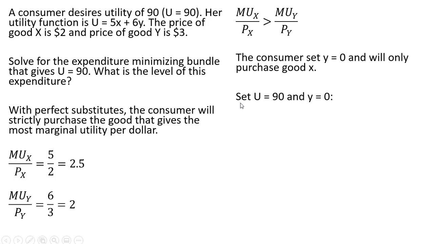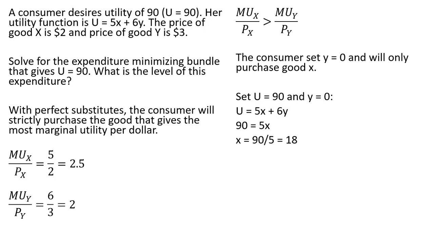Now we're going to see how many units of good X to purchase. We started this problem by saying the consumer wanted utility equal to 90. Given the marginal utilities and prices, the consumer would not buy any units of good Y, so we're going to set Y equal to 0. Here's our utility function. Let's make those substitutions: 90 for U, and Y is 0, so that term cancels. Dividing through by 5, the consumer needs to purchase 18 units of good X to get a utility of 90.